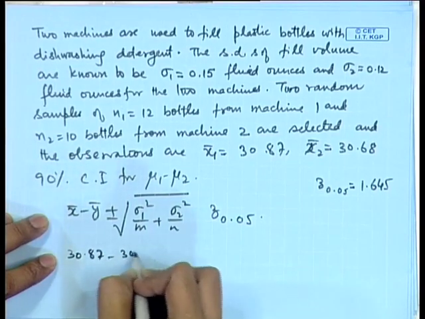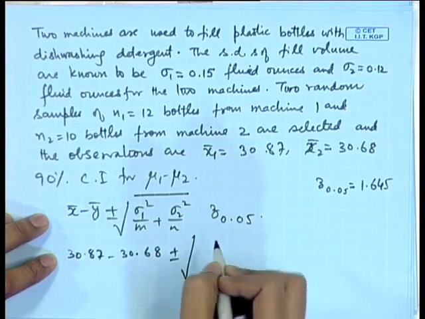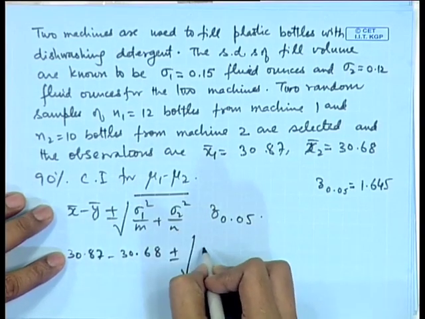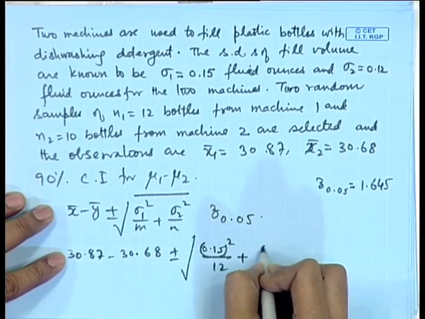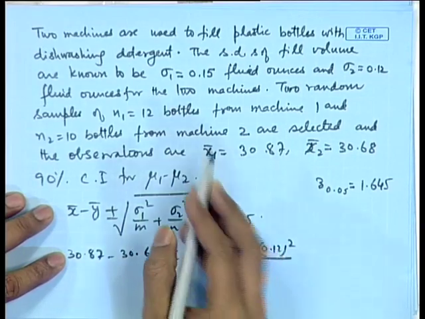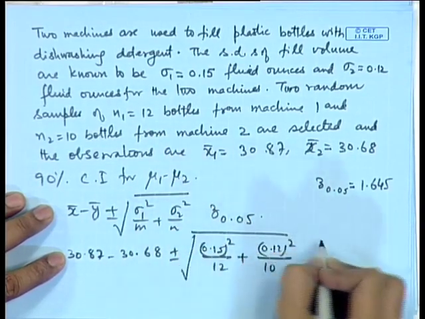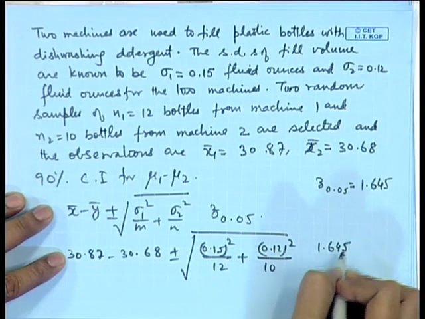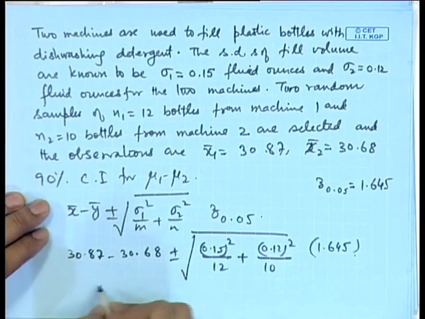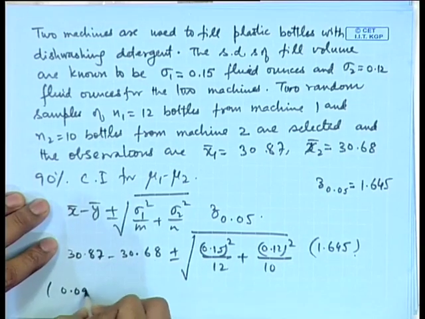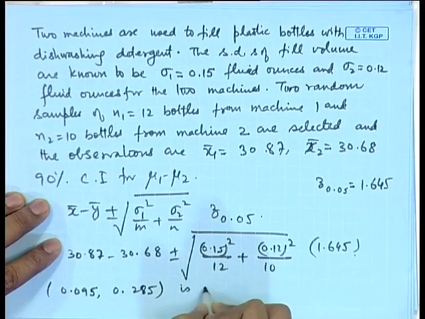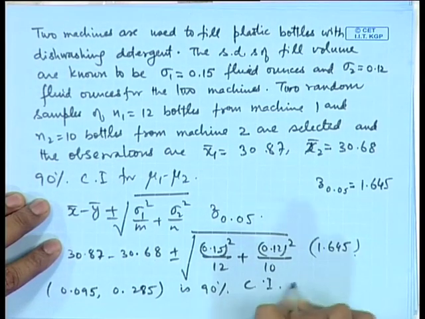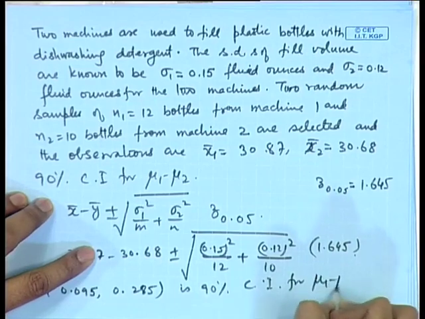30.87 minus 30.68 plus or minus square root of sigma 1 square, which is 0.15 square, by 12, plus sigma 2 square, which is 0.12 square, by n, where n is 10, multiplied by 1.645. So, after simplification these values turn out to be 0.095 to 0.285. So, this is the 90% confidence interval for the mean difference, that is mu 1 minus mu 2.